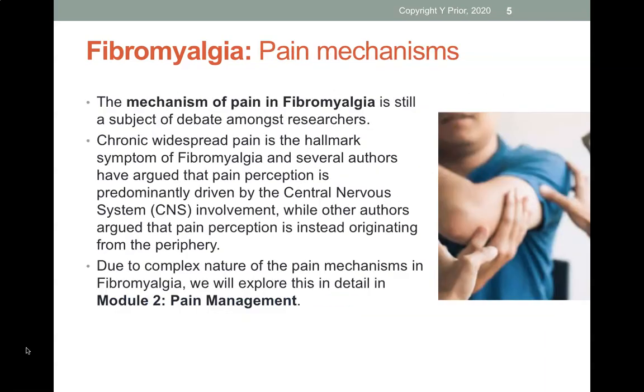In terms of pain mechanisms in fibromyalgia, this is still a subject of debate amongst researchers and clinicians. Chronic widespread pain is the hallmark symptom of fibromyalgia, and several authors have argued that pain perception is predominantly driven by the central nervous system involvement, while other authors argued that pain perception is instead originating from the periphery, such as our limbs. Due to the complex nature of the pain mechanisms in fibromyalgia, we have dedicated a specific module to this, Module 2, which will explore pain mechanisms and management in detail.